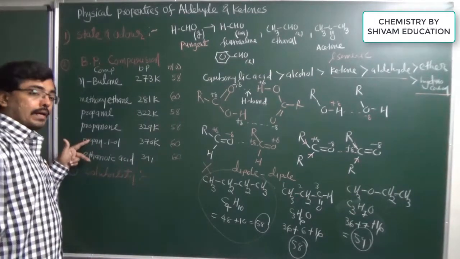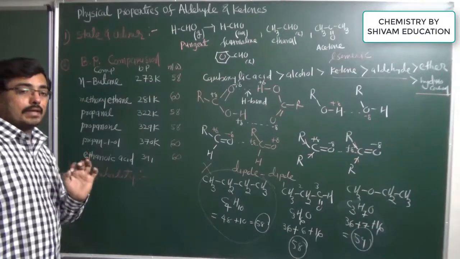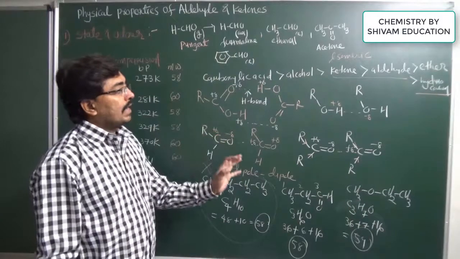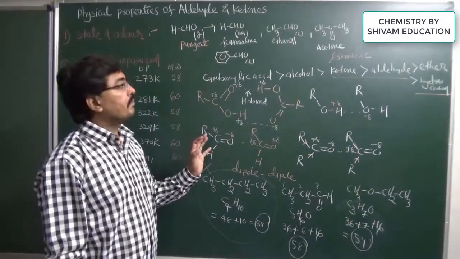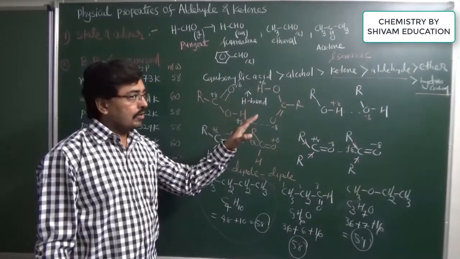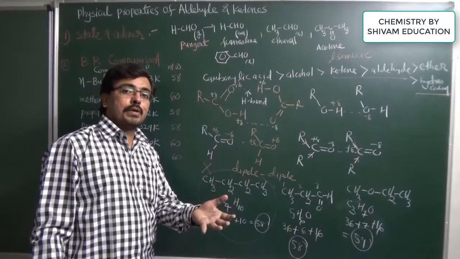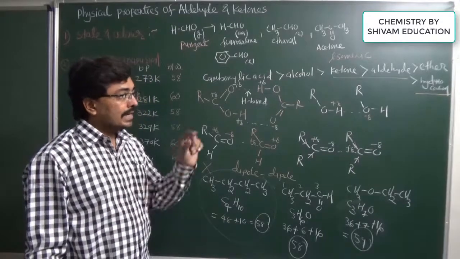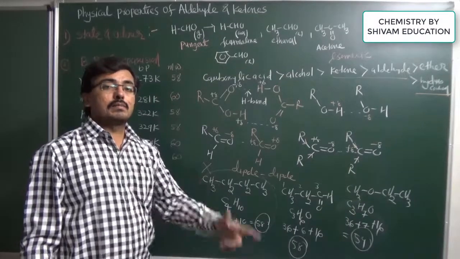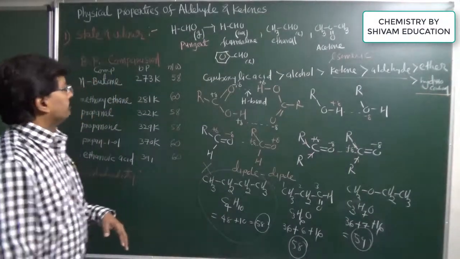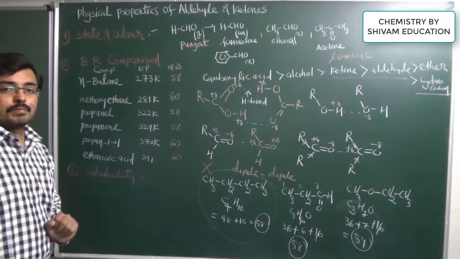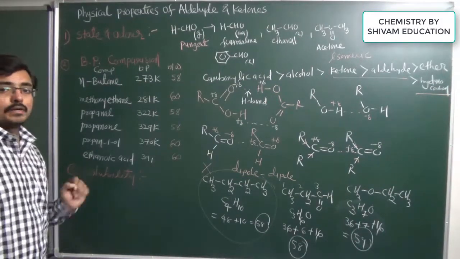So here propanol and ethanoic acid have hydrogen bonding. So we can say that aldehyde and ketone have a lower boiling point as compared to carboxylic acid and alcohol, but a higher boiling point as compared to ether and hydrocarbon. In the case of isomeric aldehyde and ketone, the boiling point of ketone is higher as compared to aldehyde. तो पहले इसका स्क्रीनशॉट ले लीजिए. Then we discuss the third property of aldehyde and ketone.